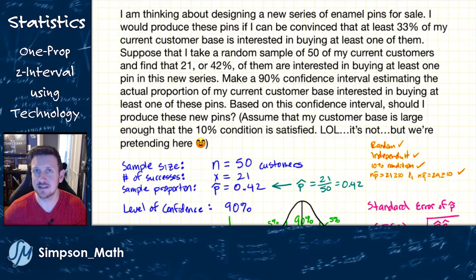Hey, this is Leach with Simpson Math, and in this video I'm going to be talking about how to find the one proportion z interval. I'll present you with two separate problems. We'll go through how to do it by hand, and then I'll show you how to do it on an internet applet from the Rossman Chance suite of applets. Then I'll show you how to do it on TI-84, and then lastly on Excel.